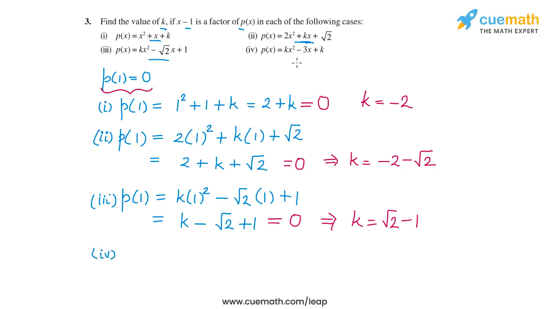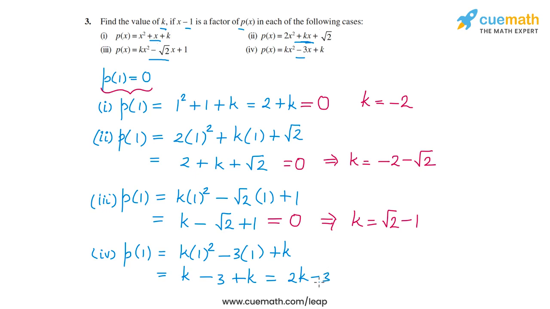Now let's go to the fourth part. In the fourth part, p(x) is kx squared minus 3x plus k. So p(1) will be equal to k times 1 squared minus 3 times 1 plus k. This is equal to k minus 3 plus k, or 2k minus 3. Now again this needs to be equal to 0, which means that k has to be equal to 3 by 2 for x minus 1 to be a factor of p(x) in this case.